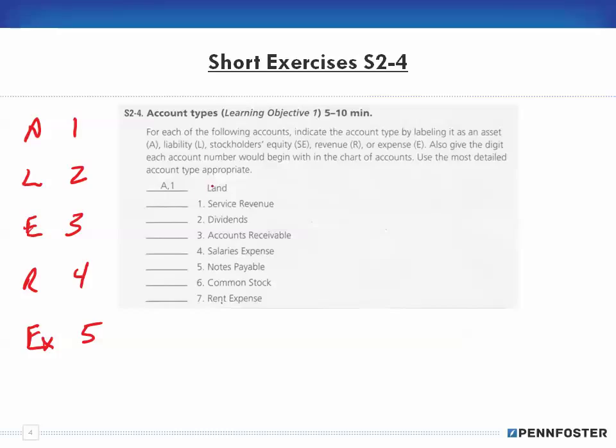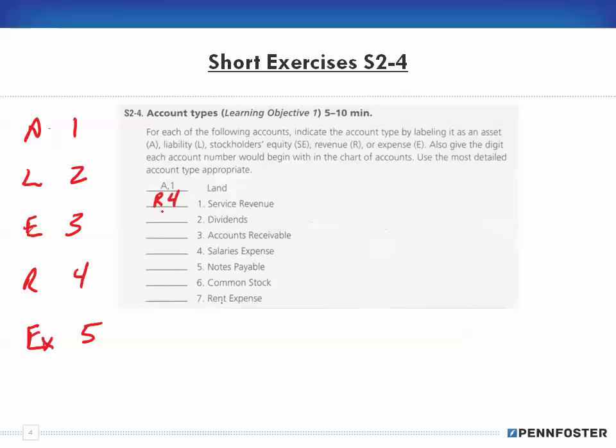All right, why? Because you own the land, and all assets begin with a number 1, so that's why they put A1 here. Okay, service revenue, that's a revenue account, and that begins with a 4.